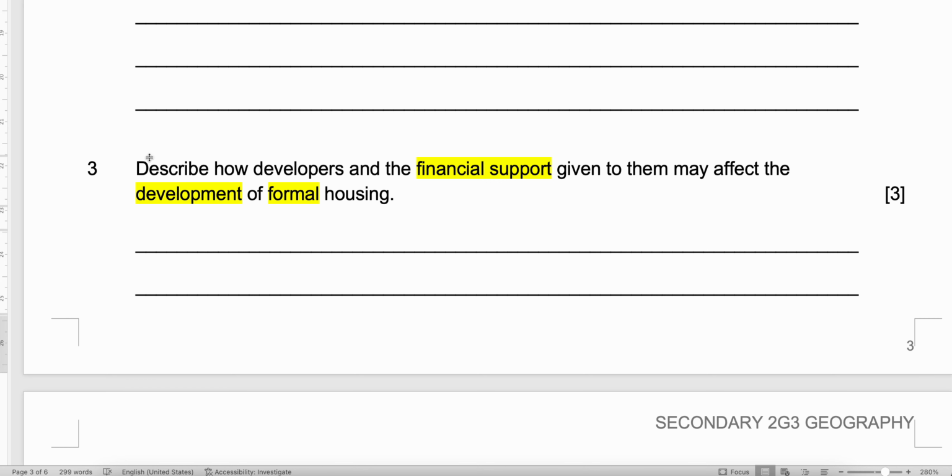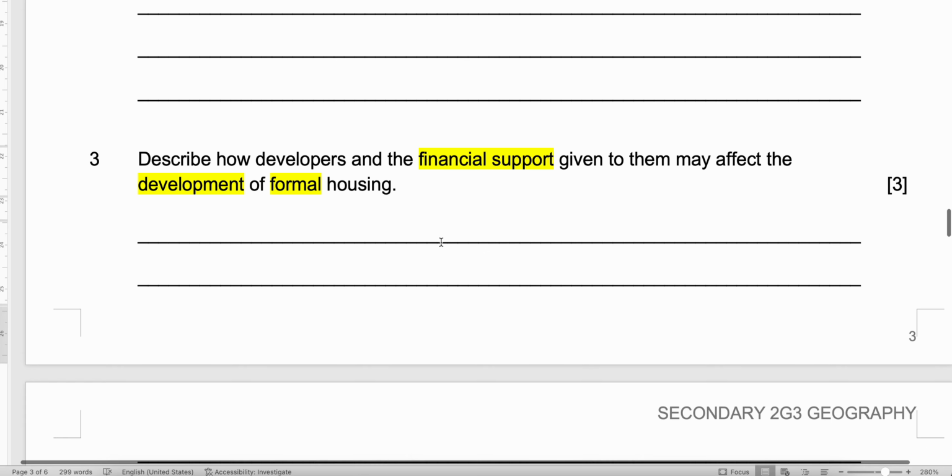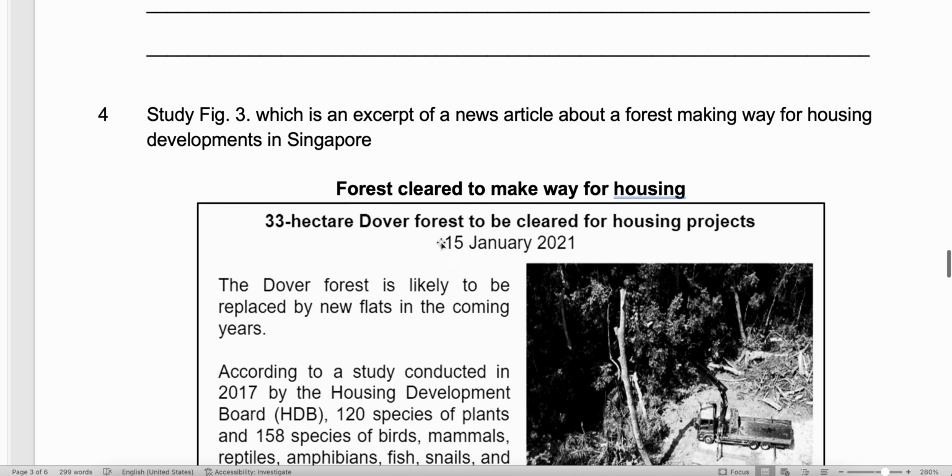All right, so you're only required to describe. That means you just give me the details. You need not show me step by step what does it lead to. Okay, so for example, developers do this, which then leads to more development of the formal housing and things like that. All right. Okay, let's go on to question 4.